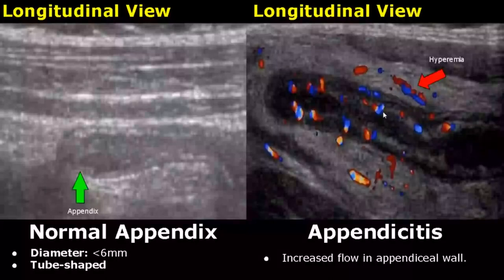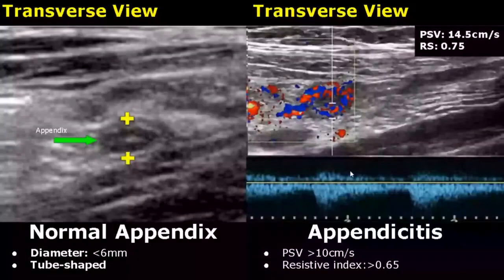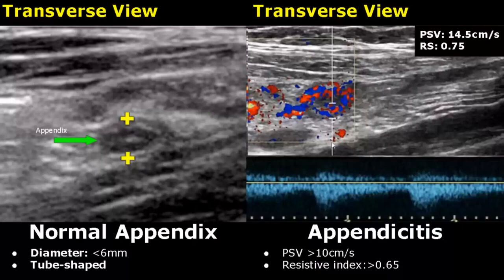Here is a longitudinal view of appendicitis. You can see a dilated appendix with increased flow on color Doppler. Spectral Doppler studies can be performed as well to help in diagnosis. The peak systolic velocity will be greater than 10 centimeters per second in appendicitis and the resistive index will be greater than 0.65. In this image, the PSV is 14.5 centimeters per second and the resistive index is 0.75.